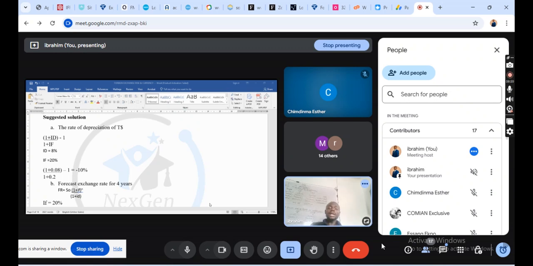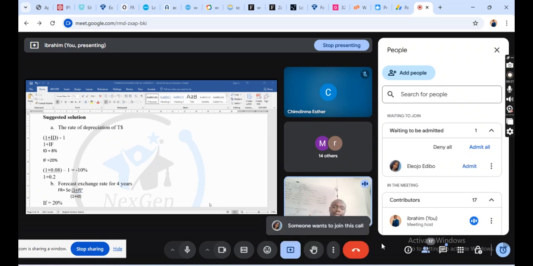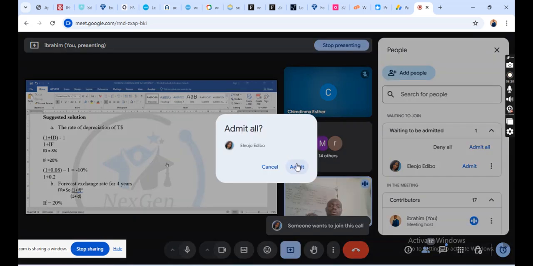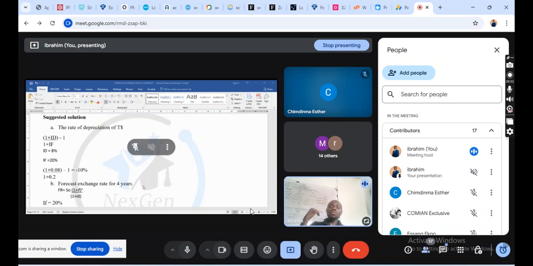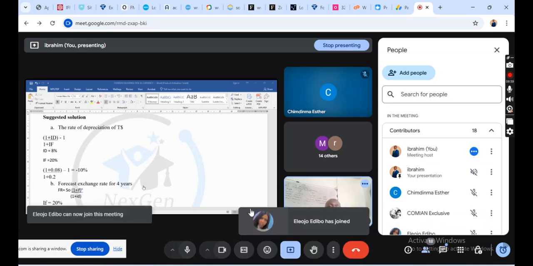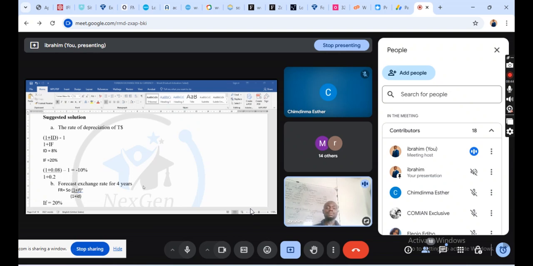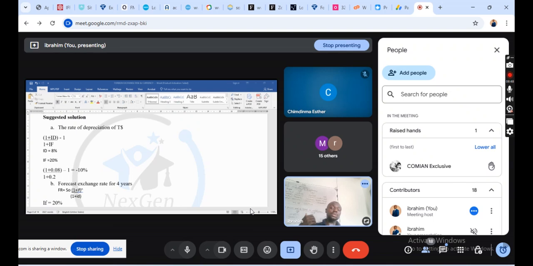Now, you are having 110. Class, you have 110. When you have 110, it means that the currency is appreciating, not depreciating. So in this case, there are two ways, two methods, you can use to solve this question.